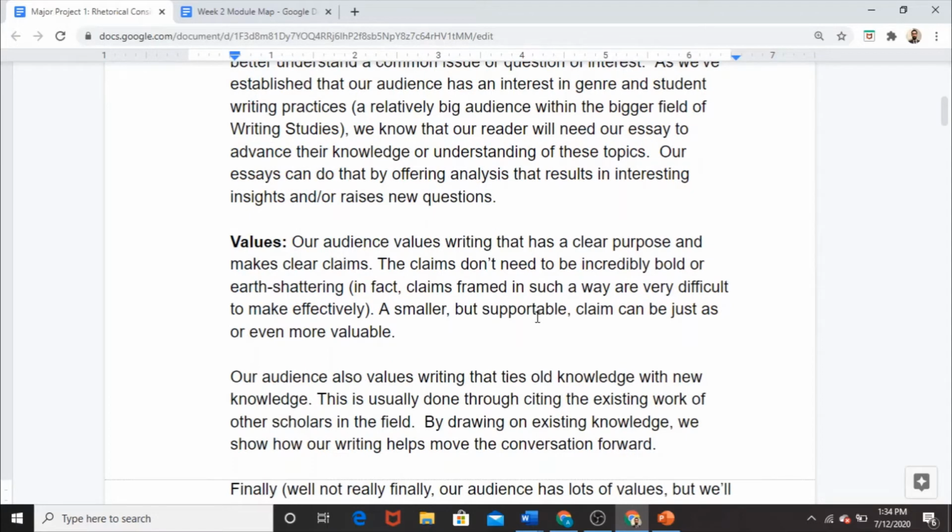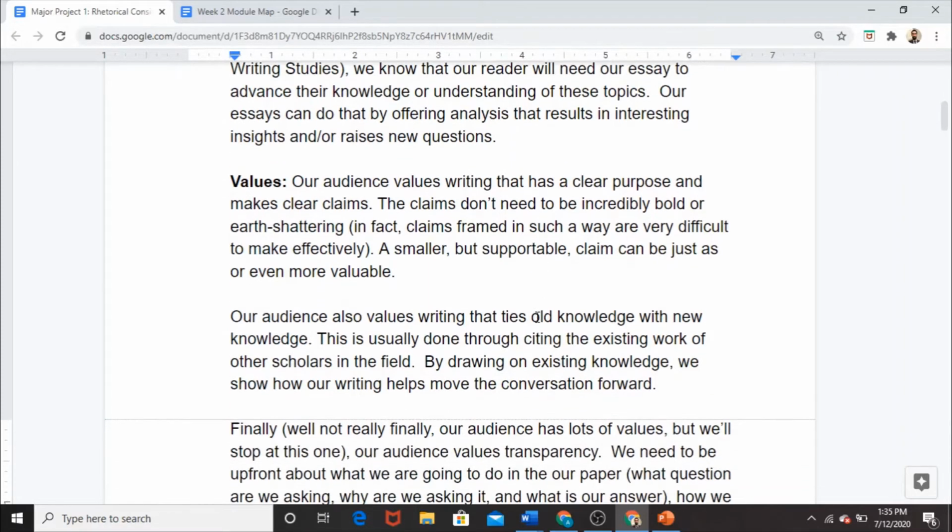When we think about values, our audience wants to have writing with a clear purpose and makes clear claims. Your claims don't have to be over the top or completely turn things around 180. Right, it's not a full turning around, but turning things sort of on their head. Smaller claims are fine, and in fact, the bigger the claim, the harder it is to prove. And so, generally, academic writing is not, for the most part, producing claims that completely turn a field on its head. It's just stuff that offers small advancements in our understanding of our discipline.